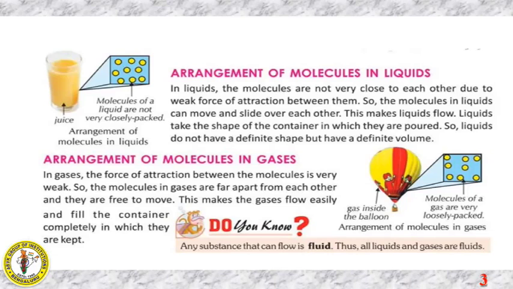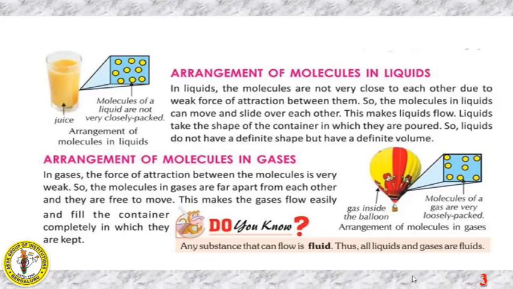And they are free to move. When compared to liquids, gases can move much faster. This makes the gas flow easily and fill the container completely in which it is kept. See here, if you pour a liquid, it will occupy only the required amount. But if you put gas in a container, it will fill the complete container. If you put it in a jug, it will fill the complete jug. If you put it in a bucket, it will fill the complete bucket. Why? Because the molecules are free to move, so they can occupy all the space.